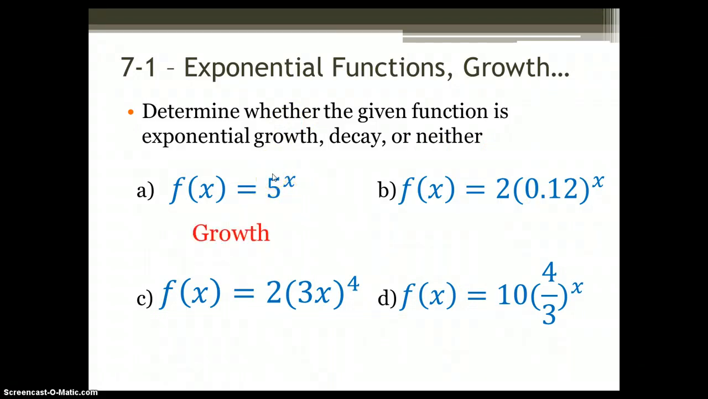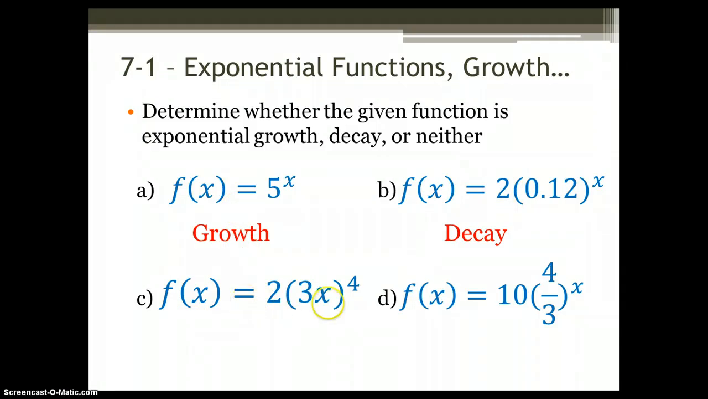Let's take a look at example B. The b value in this case is 0.12. 0.12 is between 0 and 1, therefore it is a decay function. Let's take a look at example C. Is this an exponential growth, decay, or neither?